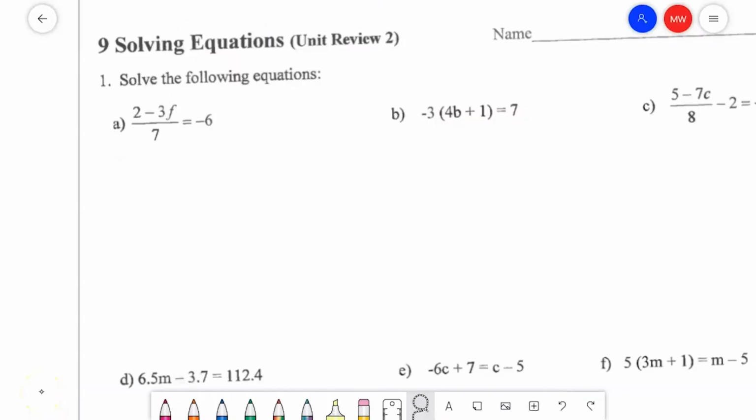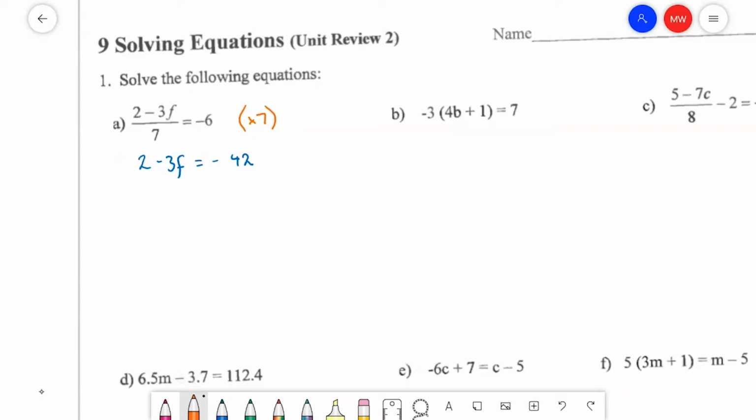Question 1A is balance method. What we need to do is pick on the thing that stands out and do the opposite to what we're told. That's divided by 7 there, so we're going to multiply both sides by 7. And that would get rid of it normally. So what we'll end up with is 2 minus 3f equaling minus 42.